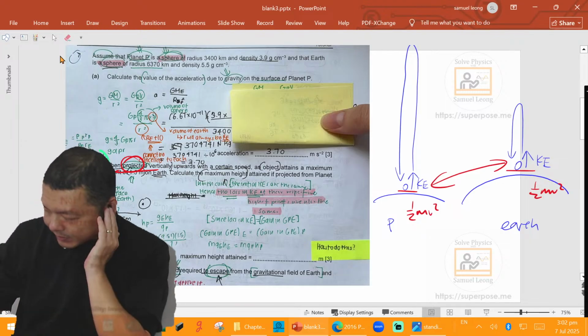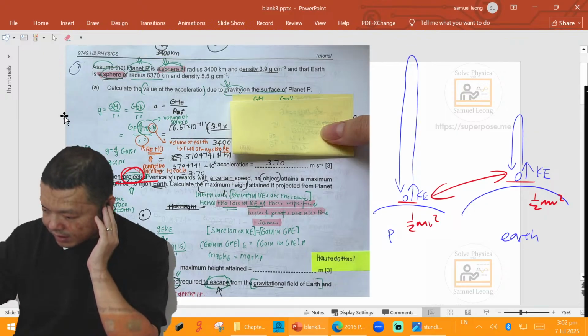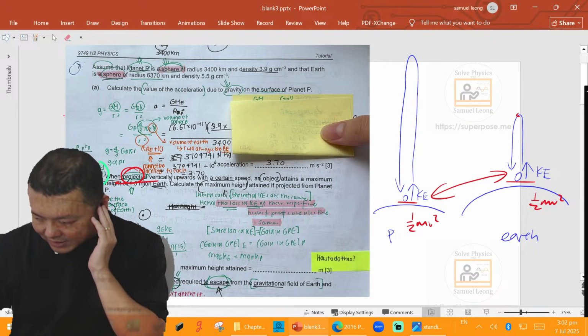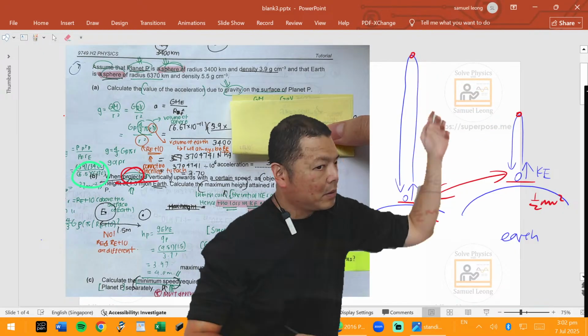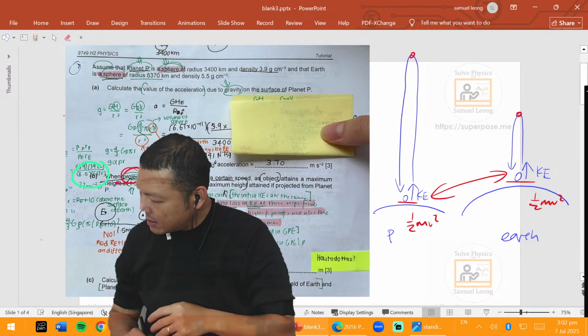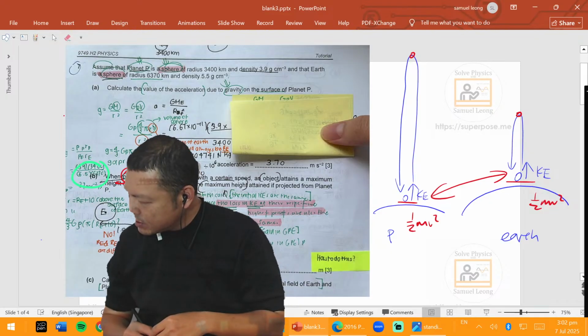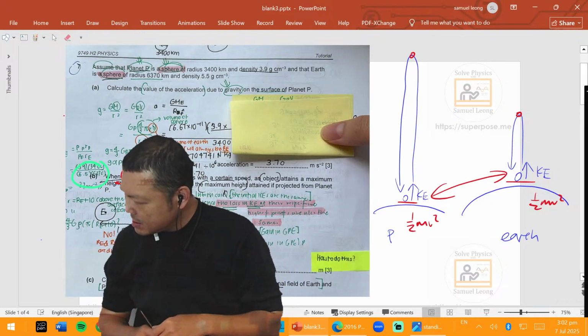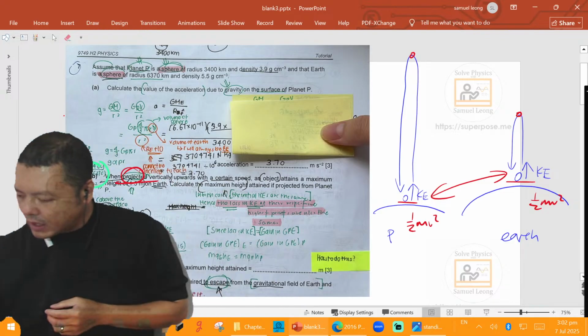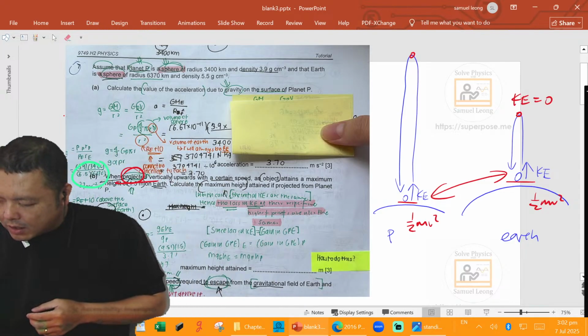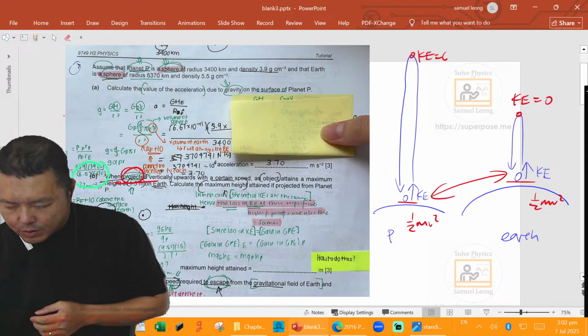The what? Sorry, one more time. Which is zero. Are you saying the KE at the maximum points there and there? Yeah, right? Why would you say the KE at the maximum points? Yeah, KE is zero at their respective maximum point. You know why it is zero?